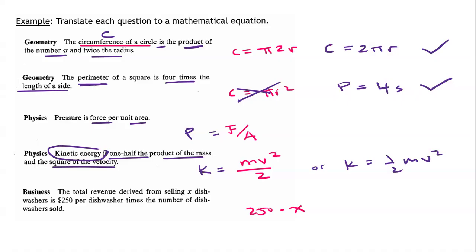This one says the total revenue derived from selling X dishwashers is $250 per dishwasher times the number of dishwashers sold. So this is good. 250 times X. We just need to equal it to another letter. So total revenue we can represent as R. So R is equal to 250 times X. So you got that. Any questions on here?